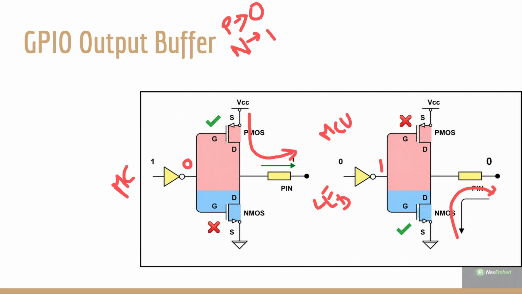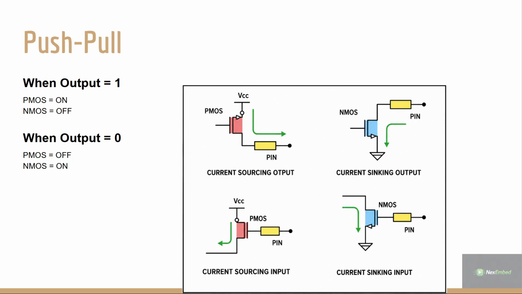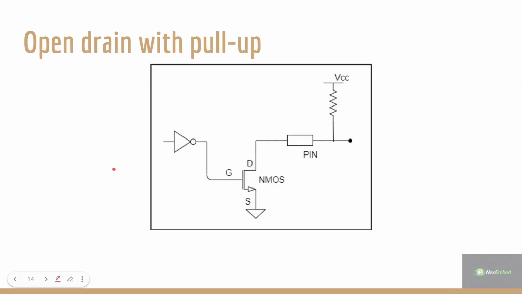Next, in the input buffer we have two states. We have the floating state. In order to avoid that, we have chosen either a pull up resistor or a pull down resistor. It is a weak pull up and weak pull down. In the output buffer we have the push pull configuration. Push pull configuration is nothing but, when output is 1, PMOS is active. This is the same explanation.